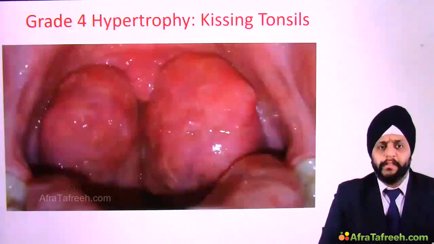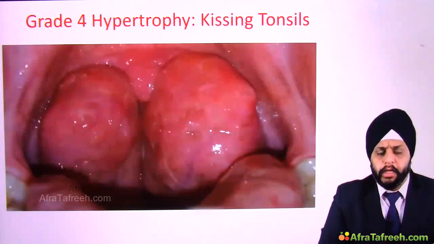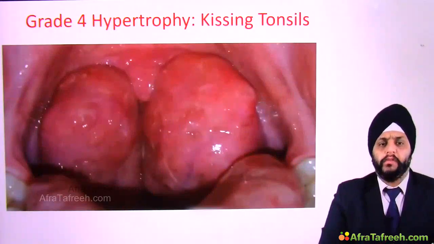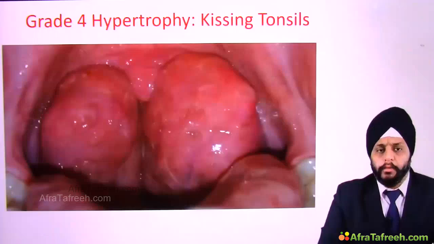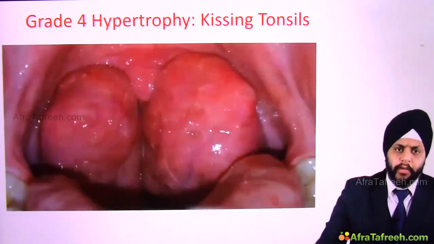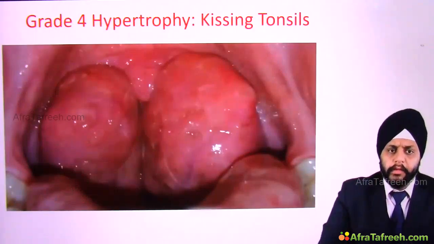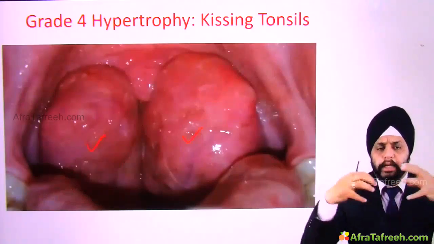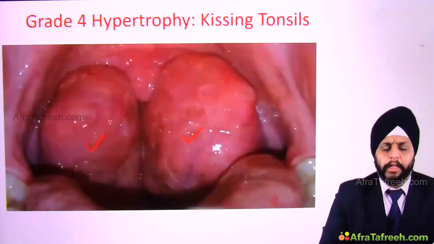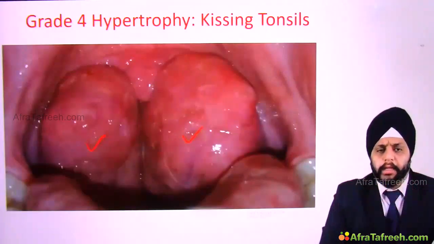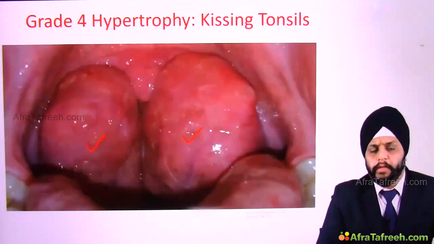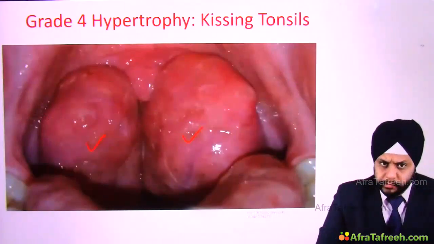So this grade 4 hypertrophy you can see over here is known as kissing tonsils. As you can see, these tonsils are completely blocking this oropharyngeal pathway. They are meeting in the midline all the time. So that is why they are known as kissing tonsils.